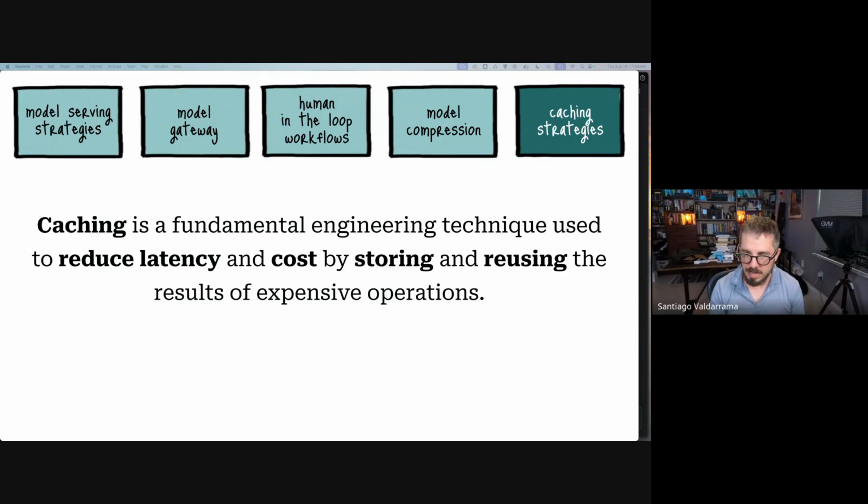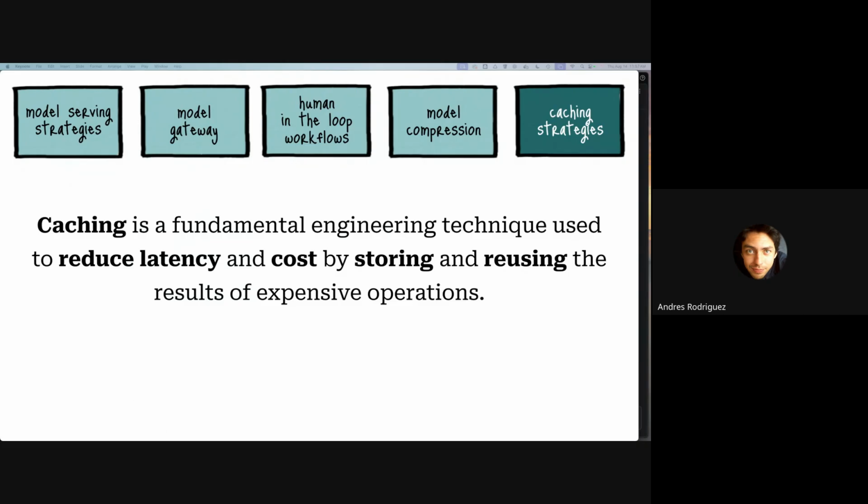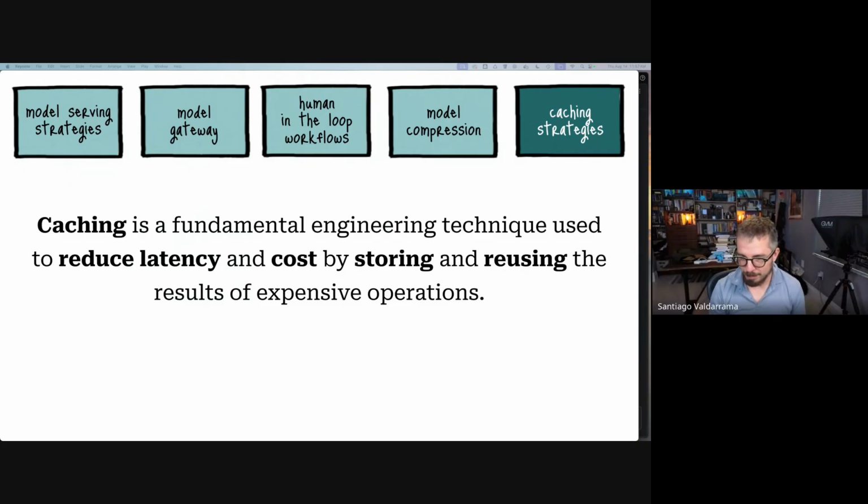There is a famous saying that says there are two hard things in computer science. Who can tell me the rest? Two difficult problems in computer science. What is the first one? Naming things. It's the hardest problem in computer science, naming things. And the second one is cache invalidation.